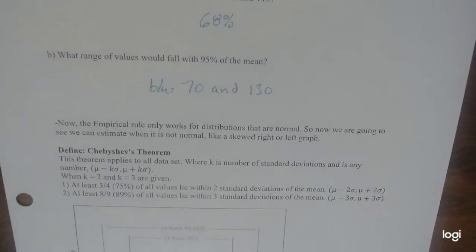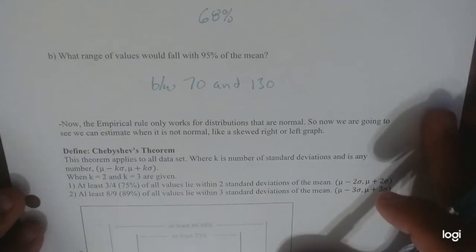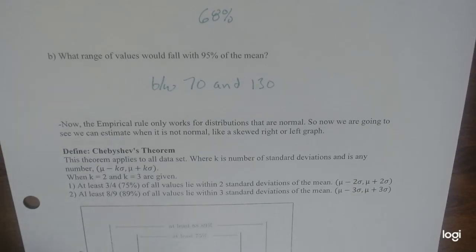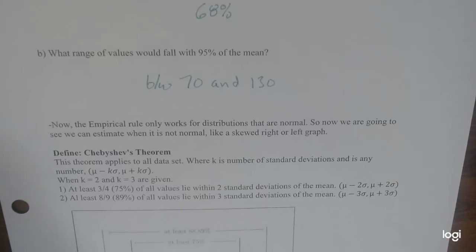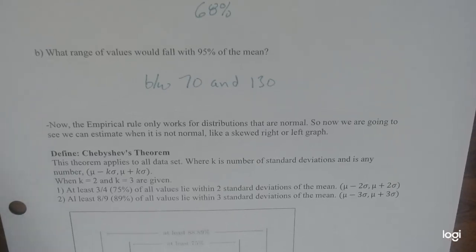So the thing is, when it comes to the empirical rule, it's kind of limited. The reason why I say it's limited is because the empirical rule only works if it's a normal distribution, unfortunately. But life isn't perfect, right? Life isn't always normal, so we have to tweak it. So that comes into the next play. So if it's not normal, like skewed right or skewed left, right? Those are not normal curves. We have to use a different way of doing it.